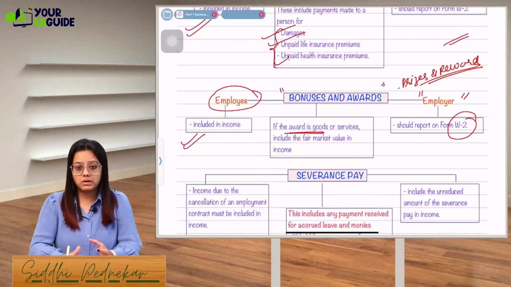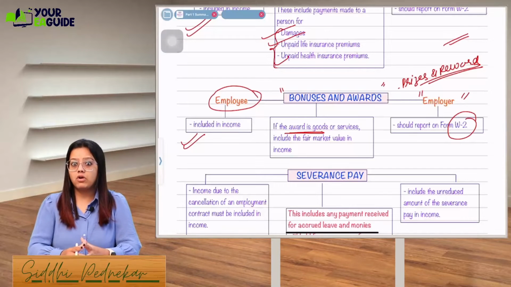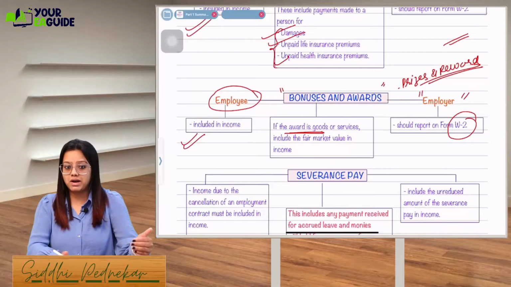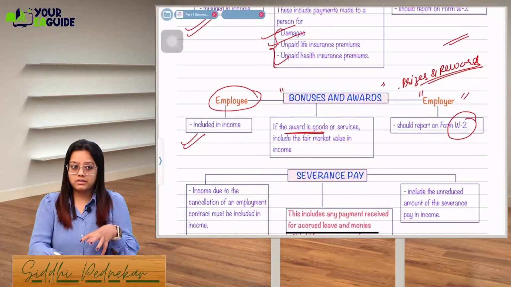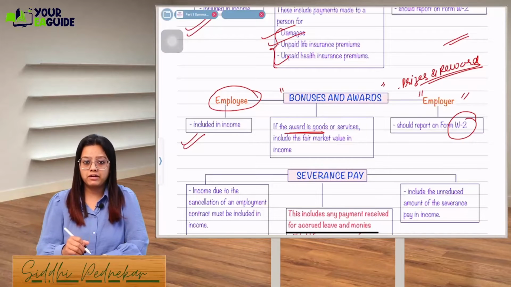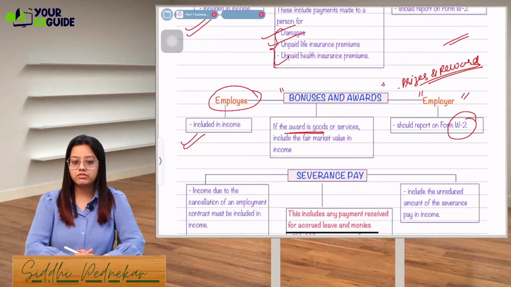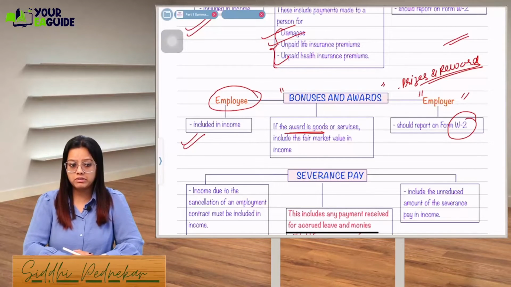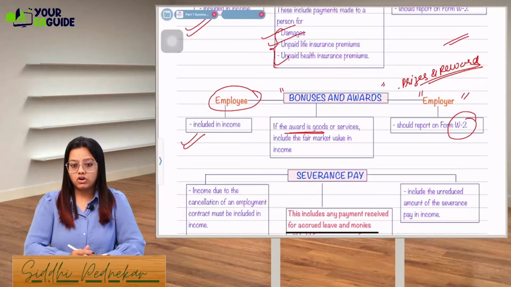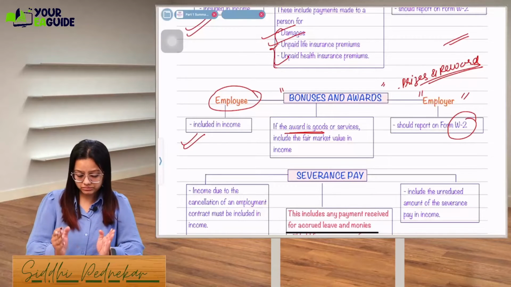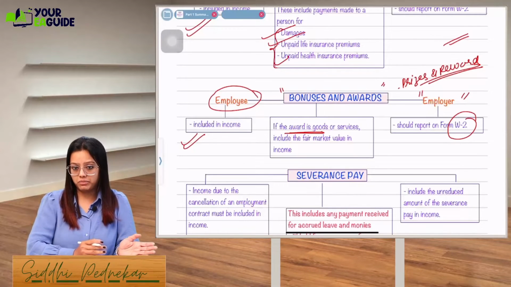If you receive a certain bonus, right, let's say an overtime bonus, or for going the extra mile, reaching an extra target, you receive a bonus from your employer. So any benefit, as I mentioned earlier, any benefit which is received from the employer will be included in your tax return and in your W-2 form.